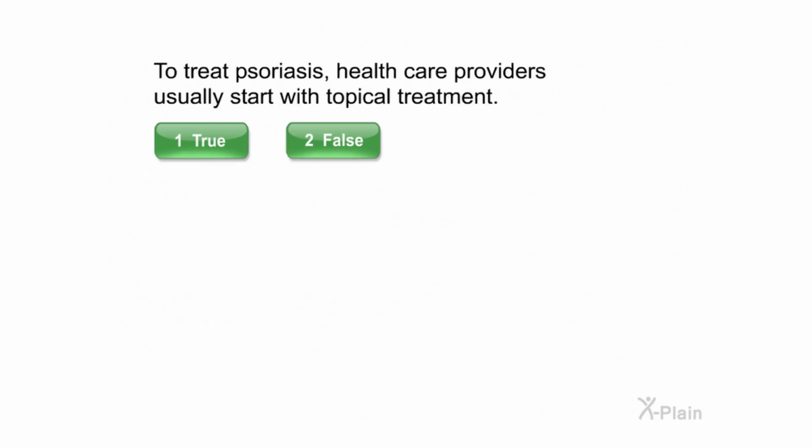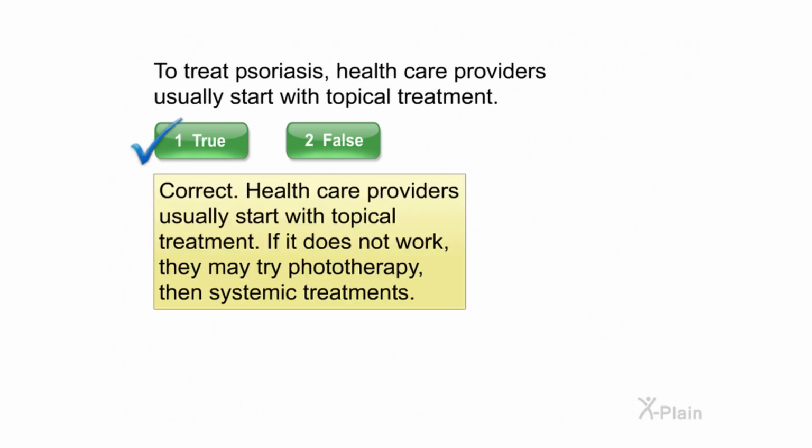To treat psoriasis, healthcare providers usually start with topical treatment. Select true or false. Correct. Healthcare providers usually start with topical treatment. If it does not work, they may try phototherapy, then systemic treatments.